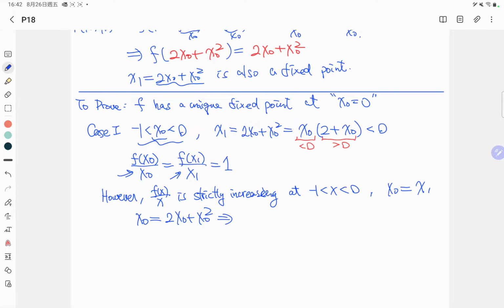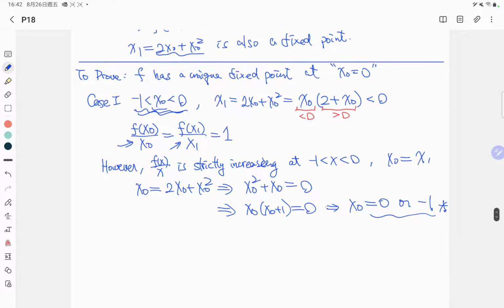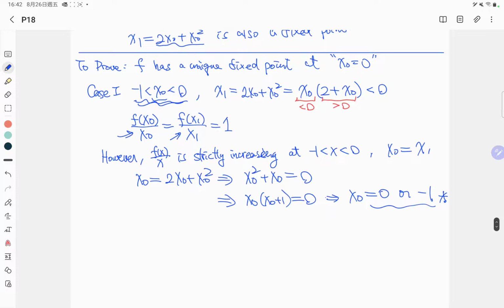So we can find that x sub 0 squared plus x sub 0 equals 0, which implies that x sub 0 times (x sub 0 plus 1) equals 0, which means x sub 0 equals 0 or -1. However, x sub 0 should be between -1 and 0, so it is a contradiction. So in the first case, we have proved that x sub 0 can't be in this interval.